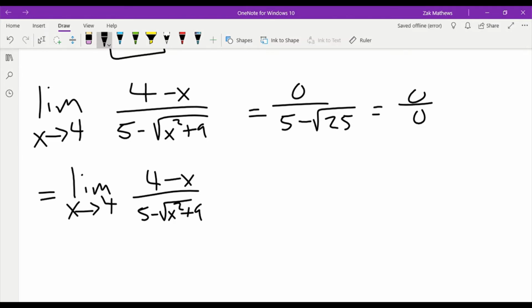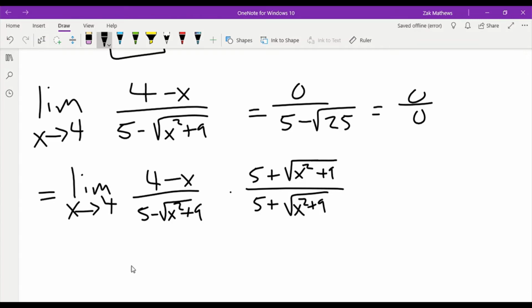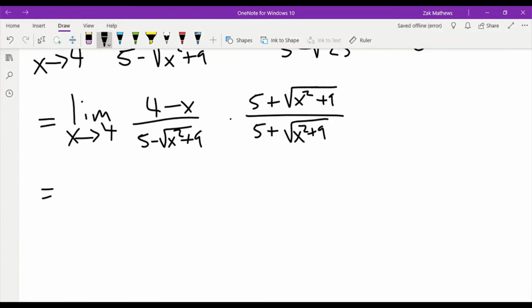But when I have a square root and I see I have 0 over 0 indeterminate form, now I'm going to rationalize. I'm going to multiply by the conjugate. So the conjugate is whatever we had, just with the sign switched in between. So we're still going to use the 5 and the square root of x squared plus 9, but the symbol between them I'm placing is a plus: 5 plus the square root of x squared plus 9, where the 9 should still be under the square root.